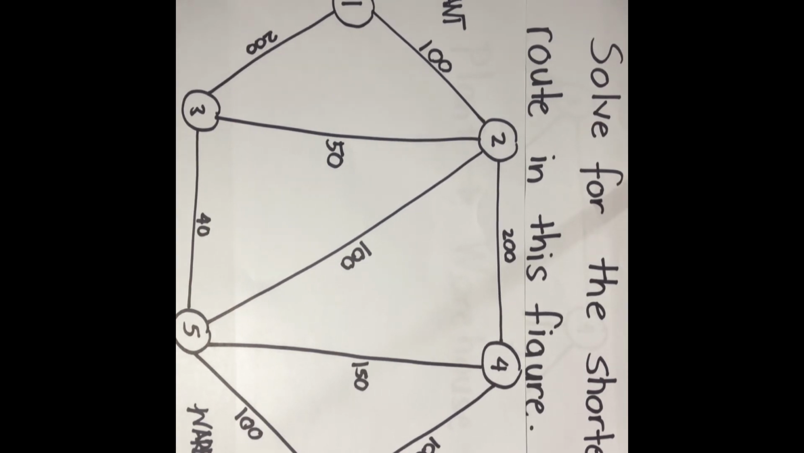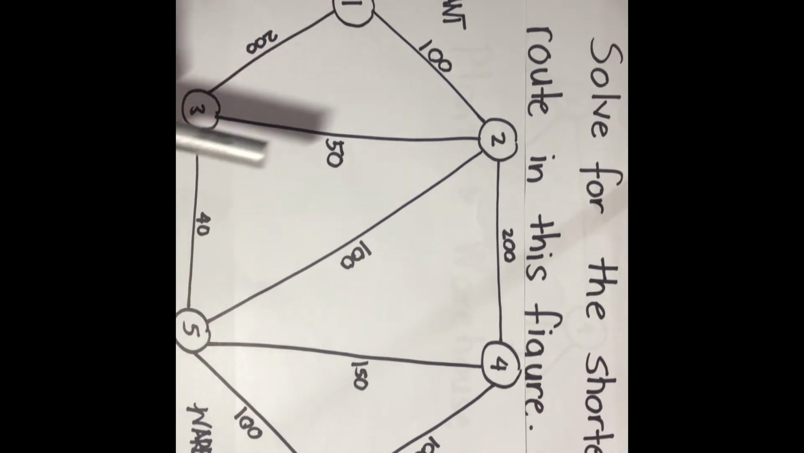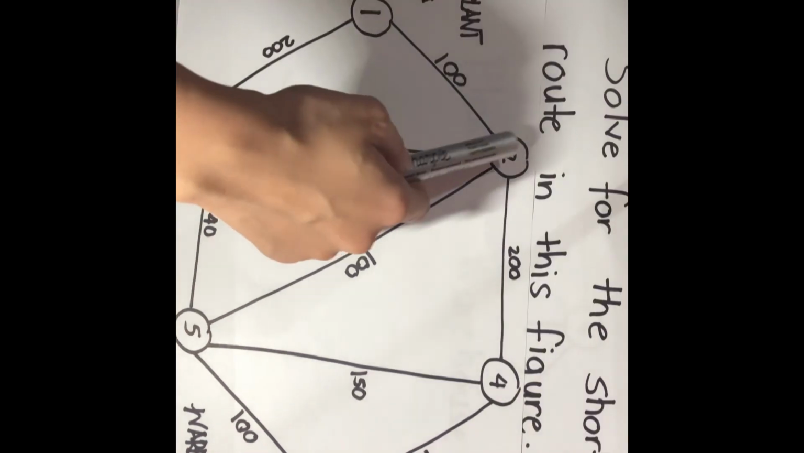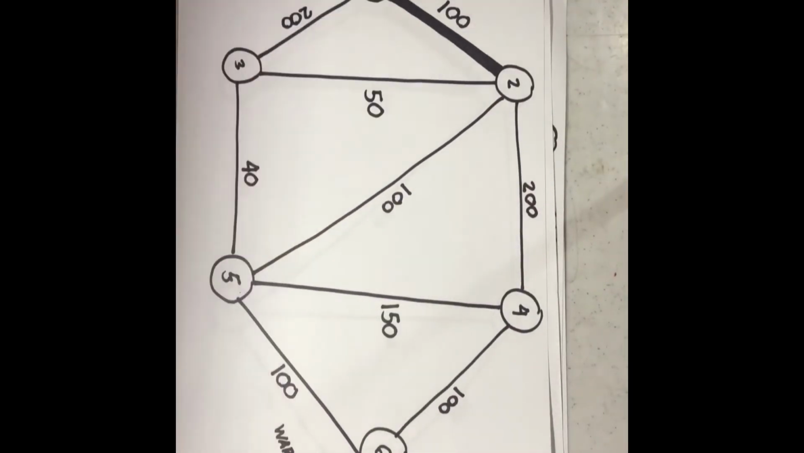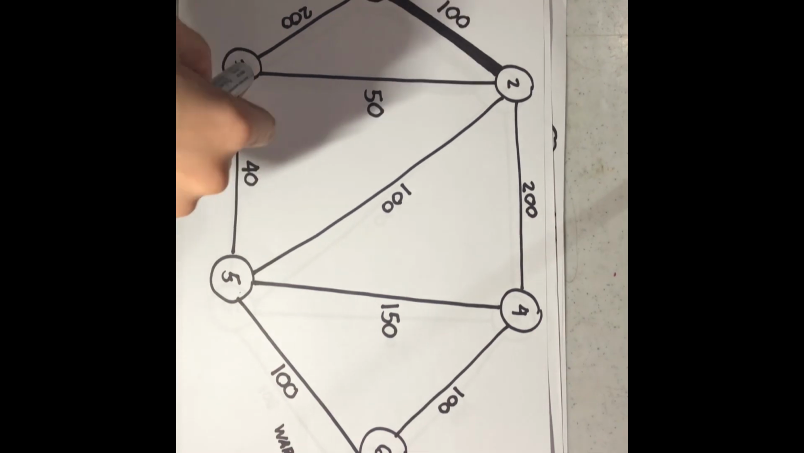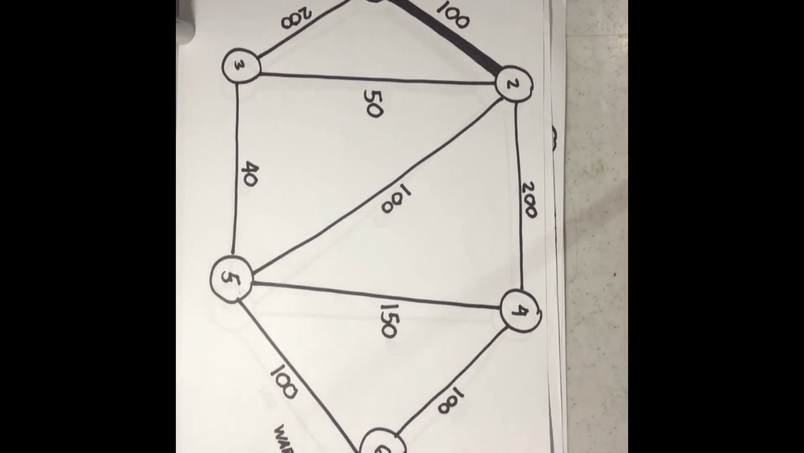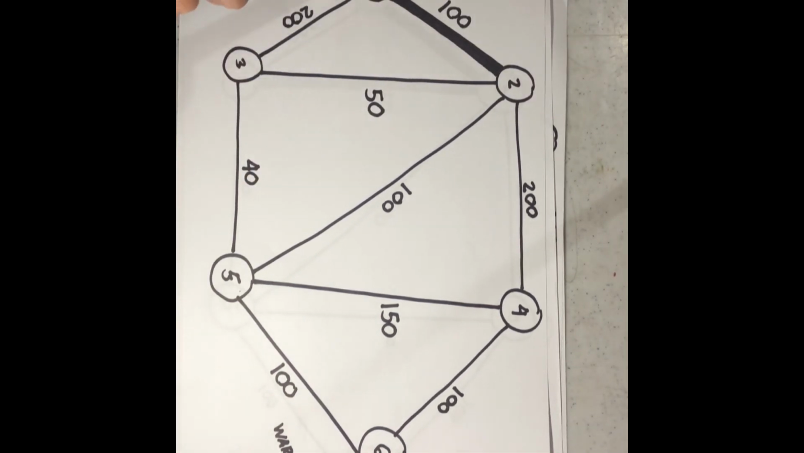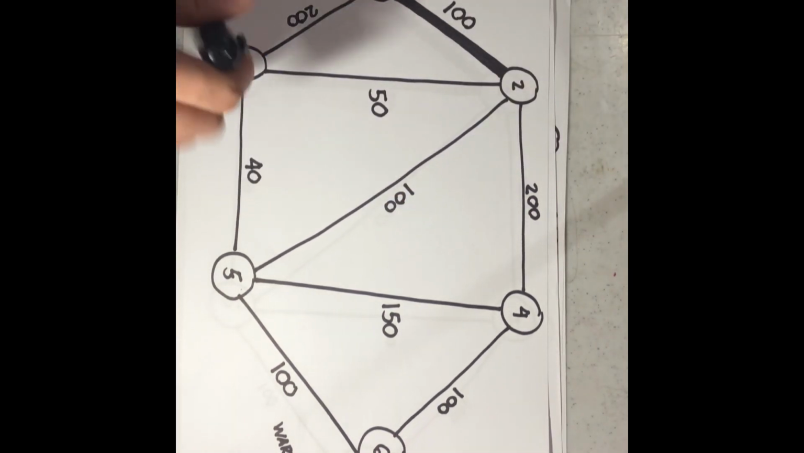For this problem, we are to solve for the shortest route in this figure. Looking at this figure, we can see that the nearest node to the origin is plant 2, with a distance of 100 miles. Thus, we will connect these two nodes. Now we look at the next nearest node to the origin. We check nodes 3, 4, and 5. Node 3 is the nearest, but there are two possible paths. Path 1 to 3 is nearest to the origin with a total of 150 miles.